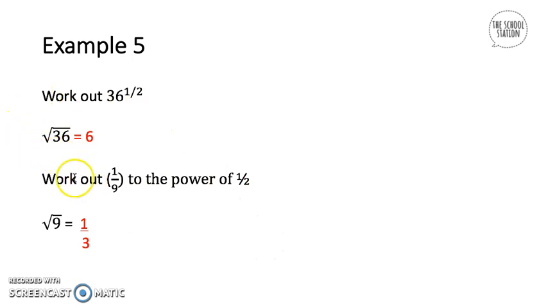In the second part, we're asked to work out 1/9 to the power of a half, and again, this may seem very simple, but you just have to use the same principle. They're telling you to find the square root of 1/9. The square root of 1 is 1, and the square root of 9 is 3, so it's going to be 1 over 3. It still has to be a fraction, but I just missed out the step of doing the square root of 1, because we know that the square root of 1 is 1, and the square root of 9 is 3, so the answer is 1/3 overall.